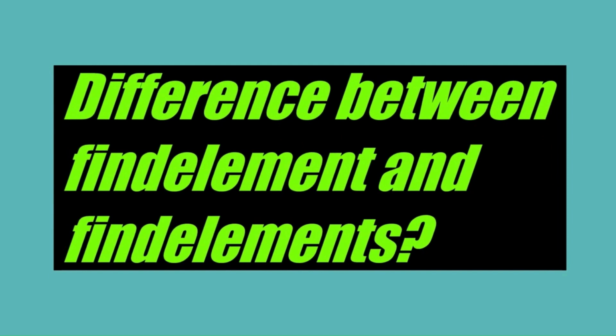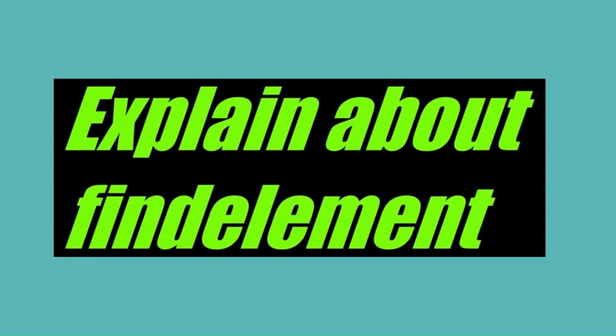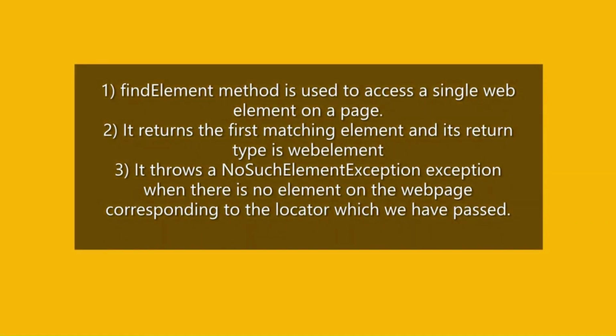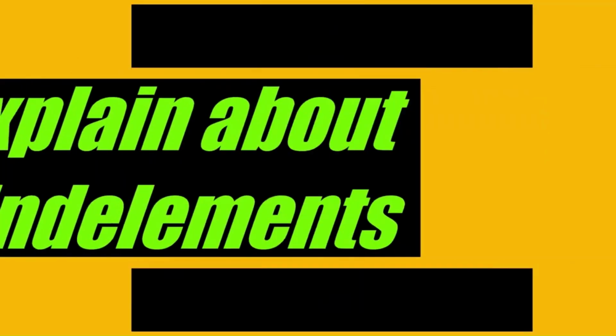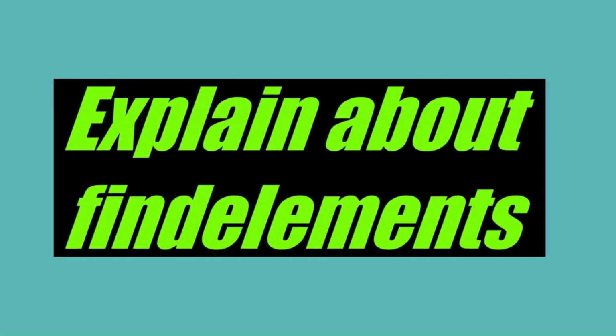So let's see how you will explain the difference between findElement and findElements to the interviewer. Explain about findElement first. The findElement method is used to access a single web element on a page. It returns the first matching element and its return type is WebElement. It throws a NoSuchElementException when there is no element on the web page corresponding to the locator which we have passed. And afterwards explain about findElements.